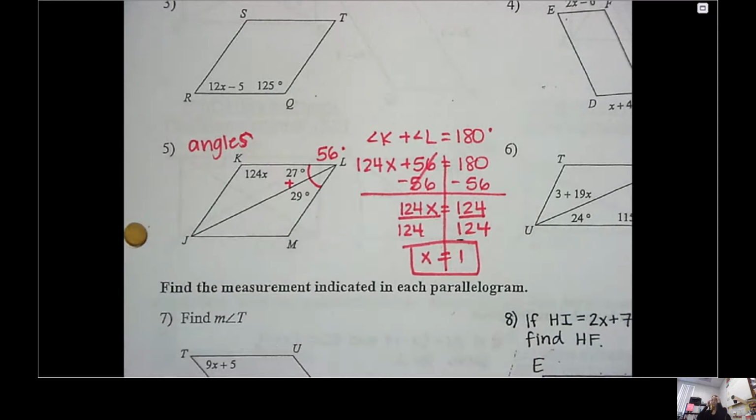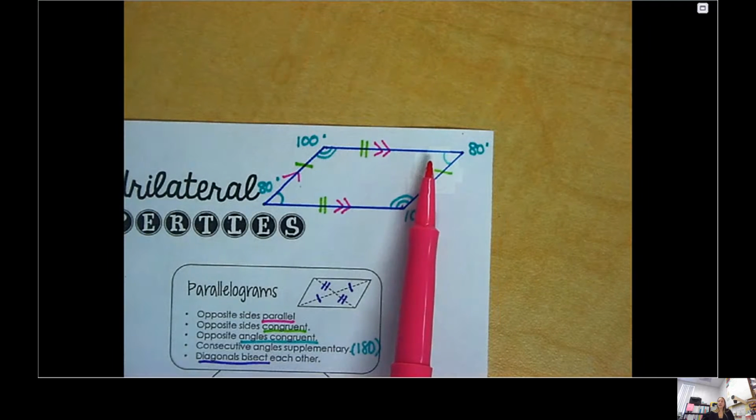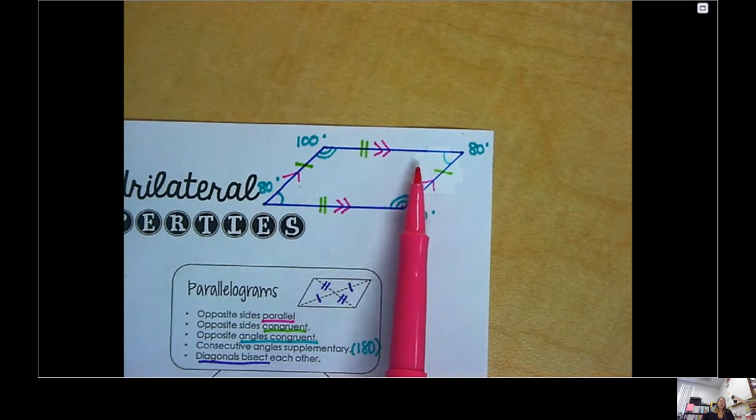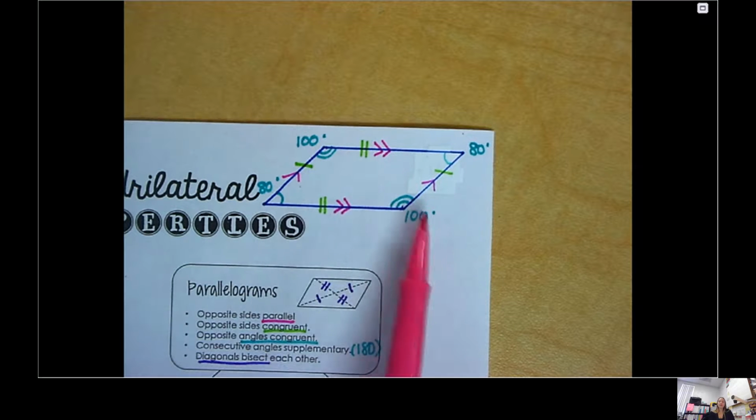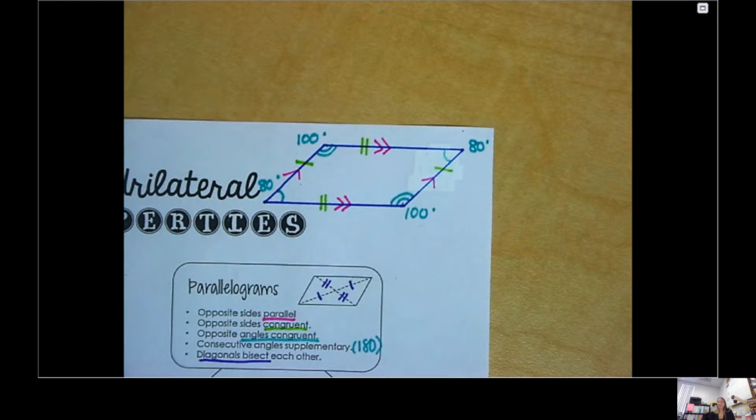Question. So you will add it up to 180 if your angles are next to each other on the same line. That's the only time you'll add it up to 180. If your angles are across from each other, you'll set them equal. But that's it.